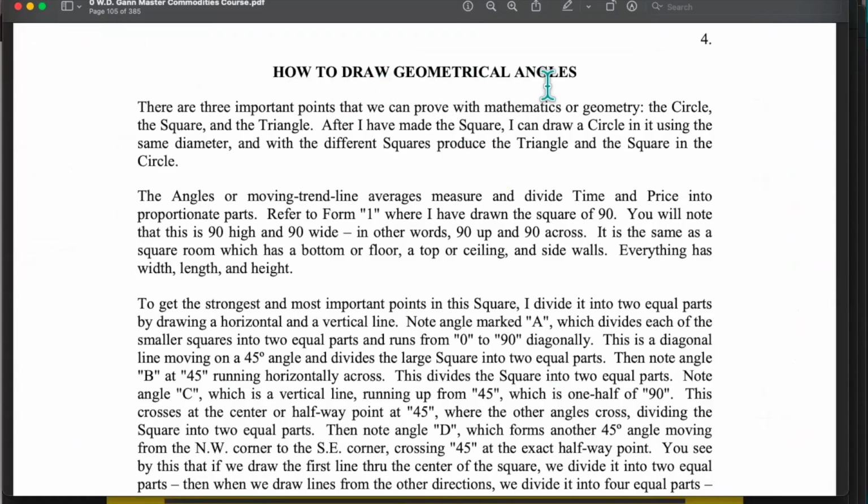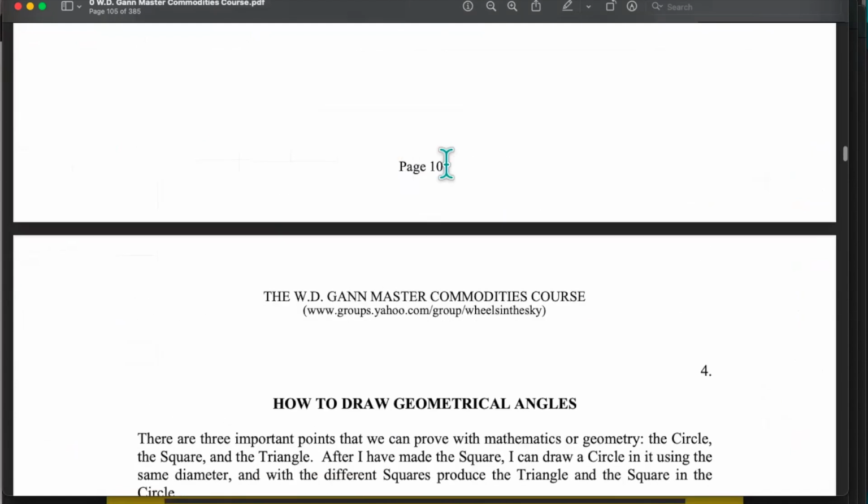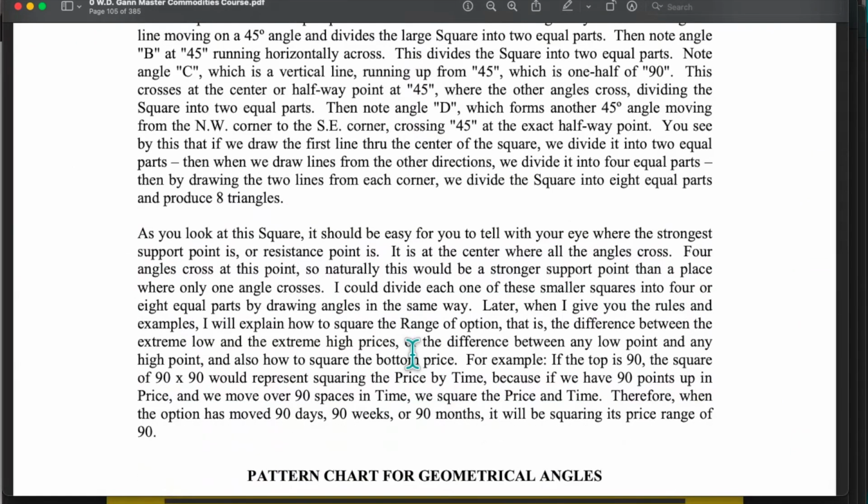How to draw geometric angle, this is what WD Gann did discuss, and this comes on page number 102. So if we look there, he says if the top is 90, the square of 90, or 90 by 90, would represent squaring the time and price, because if we have 90 points up in price and we move up 90 spaces in time, we square the time and price. So he simply talks about one thing: the price should move by 90 points, and in a similar way the time should also move by 90 spaces. So 90 spaces can be 90 days, 90 weeks, or 90 months, either of them.